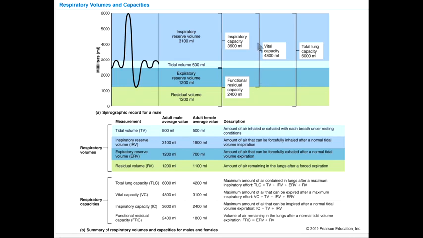So we have an inspiratory capacity, and that's basically tidal volume plus inspiratory reserve. So take tidal plus that inspiratory reserve, there's your inspiratory capacity. Functional residual capacity, which we see right here, is your expiratory reserve plus your residual volume. So that's volume remaining in the lungs after a normal tidal volume. So there's all of our normal measurements and our definitions of all of these volumes and capacities.